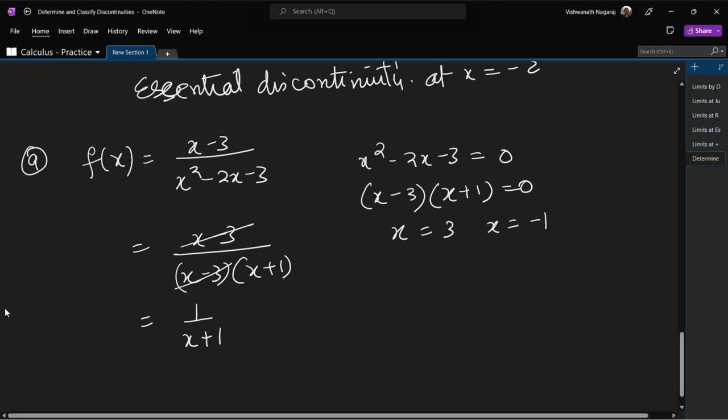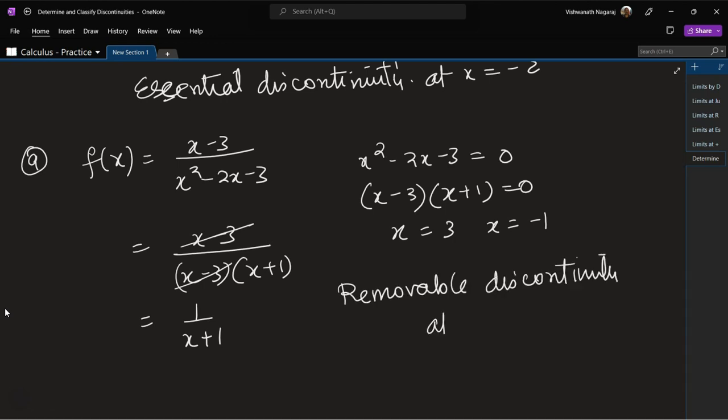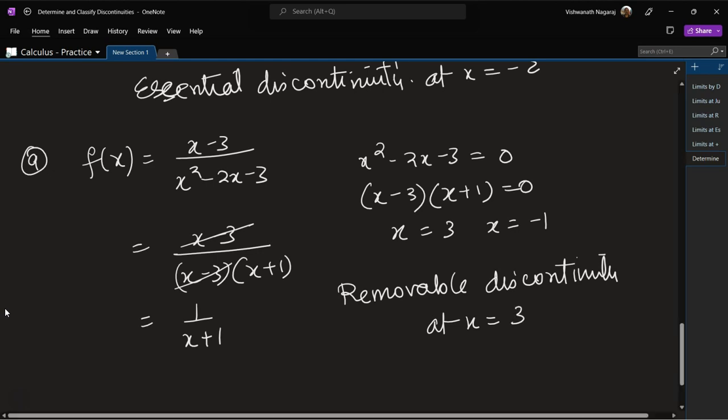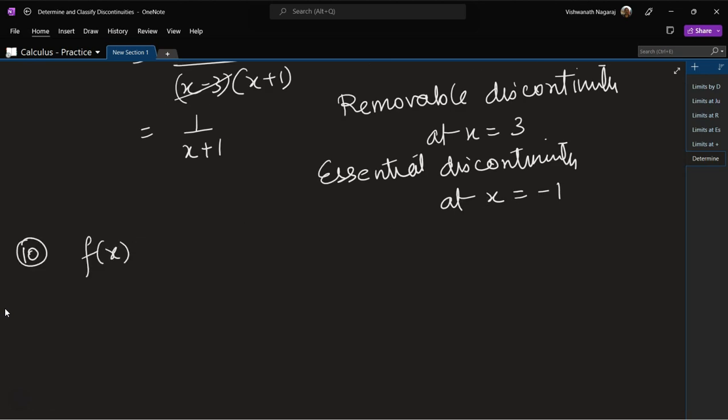So which means that we have a removable discontinuity at x equal to 3 and an essential discontinuity at x equal to minus 1. Okay, 10th one, f of x is equal to (x minus 2) by (x square plus x minus 6).